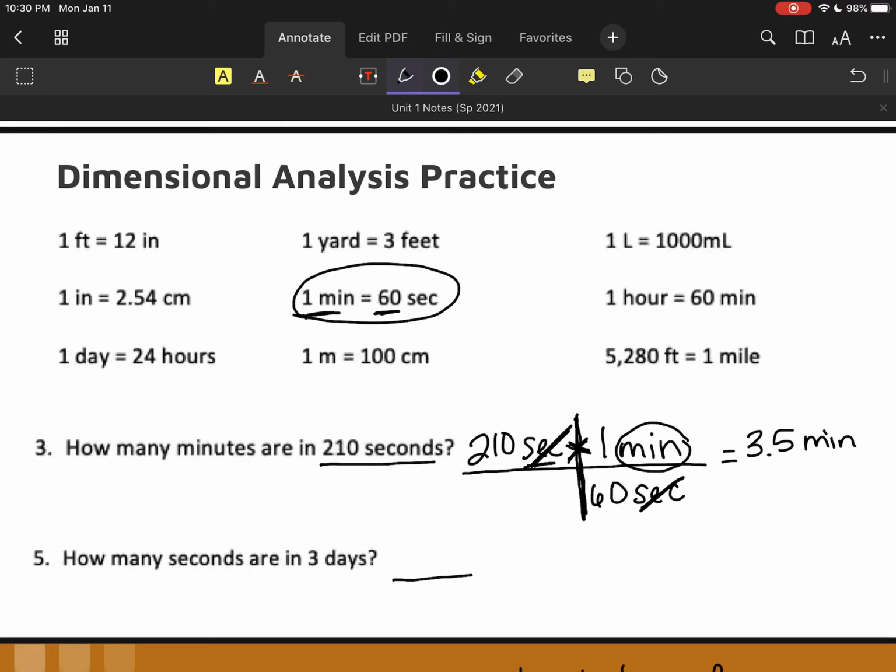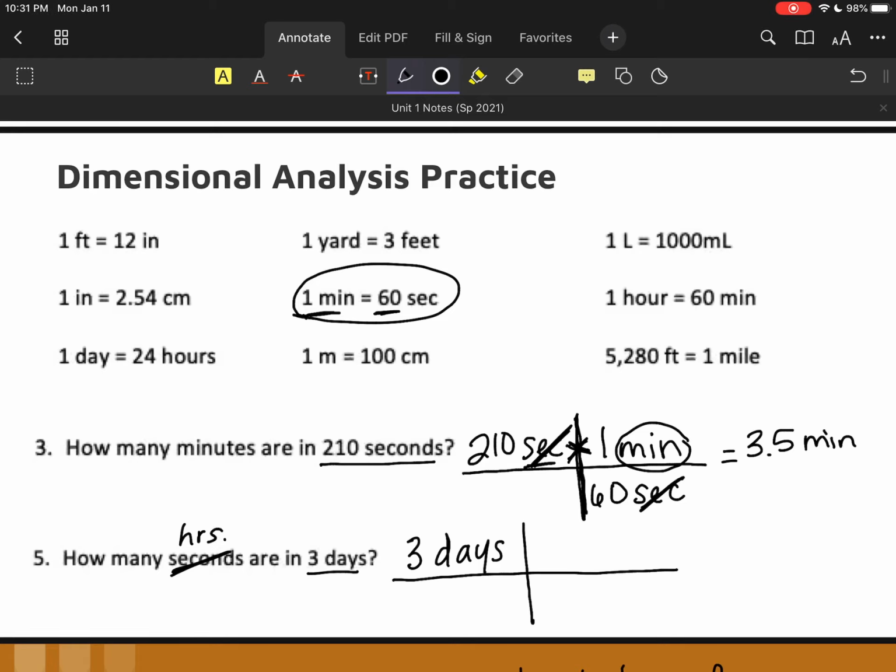Okay, let's do one more. So again, I'm going to set it up like this. I'm going to start with what I'm given, 3 days. And I'm trying to go from days to seconds. So this is going to take, actually, let's change it. Instead of doing seconds, let's do hours. We'll make it a little bit simpler.